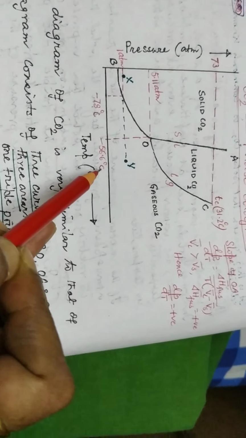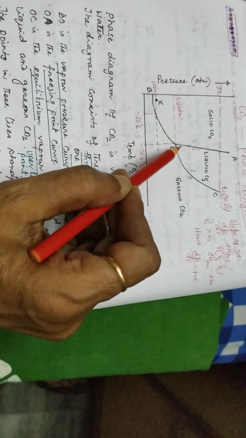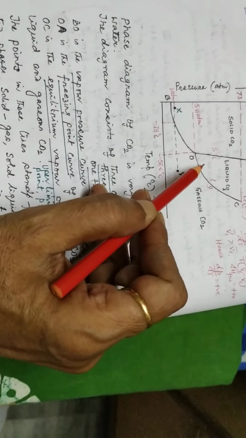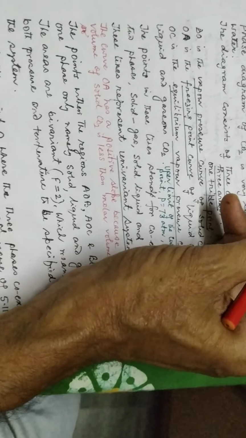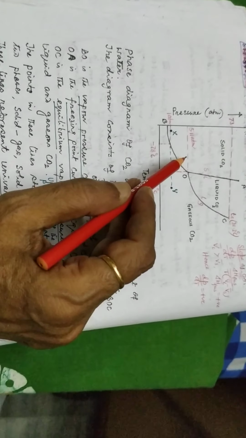Okay? Now this triple point occurs at a particular temperature and pressure, and this is a non-variant system. The degrees of freedom here will be equal to 0. It occurs only at a particular temperature and pressure.